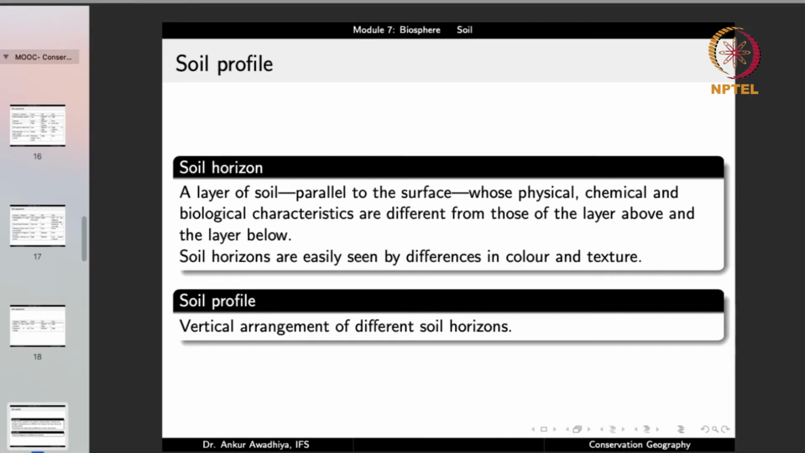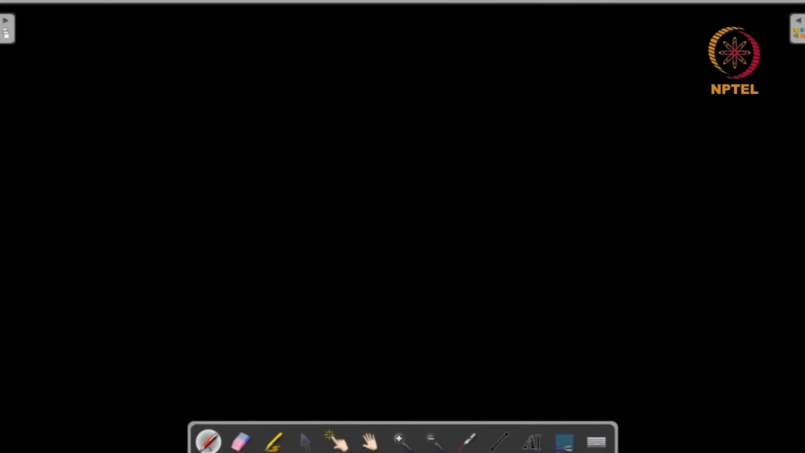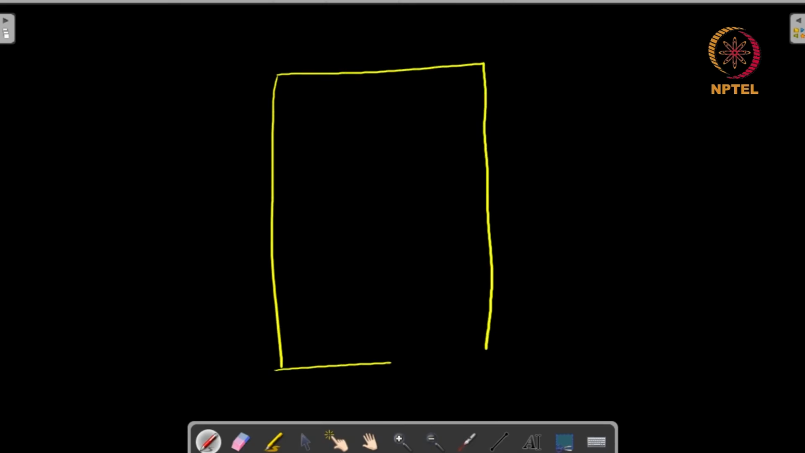And in this context, let us also talk about the soil profile. Here we can define soil horizons, which is a layer of soil which is parallel to the surface, whose physical, chemical and biological characteristics are different from those of the layer above and the layer below. So essentially what we are saying here is that if you consider a sample of soil that has just been dug out, so we have taken a core of soil from the earth.